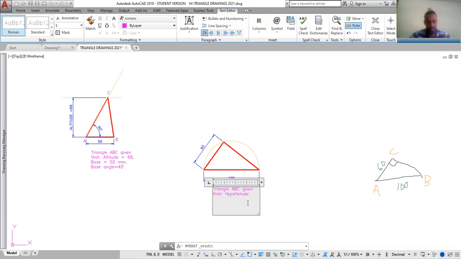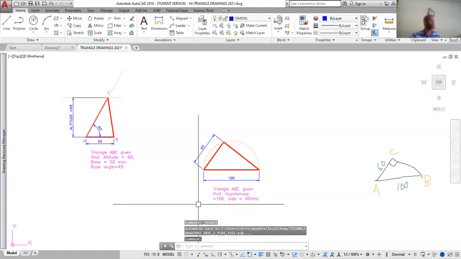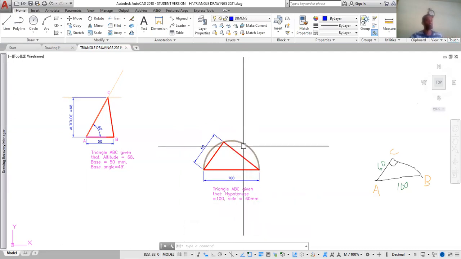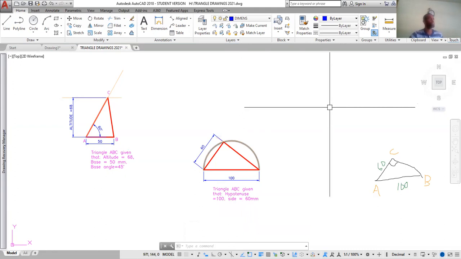Hypotenuse equals 100. Side equals 60 millimeters, right? So you always add this to your drawing. And this question is done. The final step would be to add the sheet to this, all right?